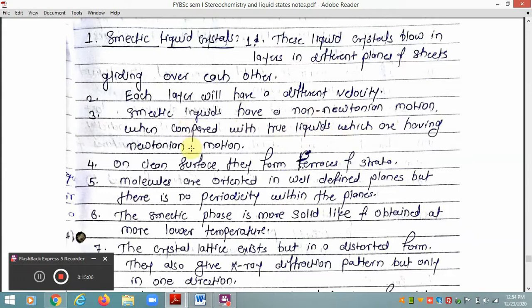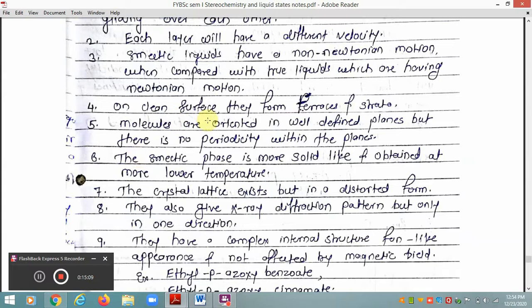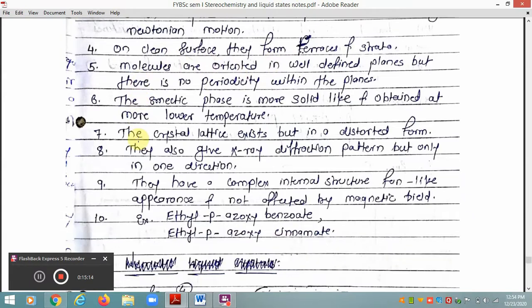true Newtonian motion. On a clean surface, they form terraces and strata, while the molecules are oriented in well-defined planes, but there is no periodicity within the planes. Again, the smectic phase is more solid-like and is obtained at a lower temperature. The liquid crystal lattice exists but in a distorted form. They also show an X-ray diffraction pattern but only in one direction, and they have a complex internal structure, fan-like in appearance, and are not affected by the magnetic field.